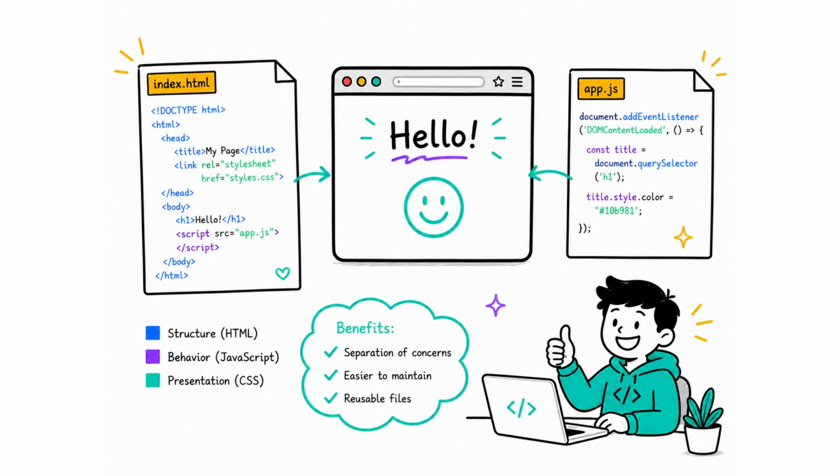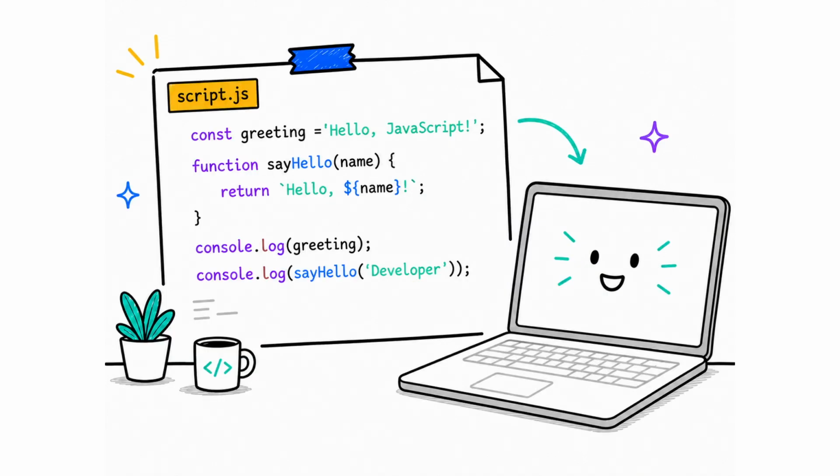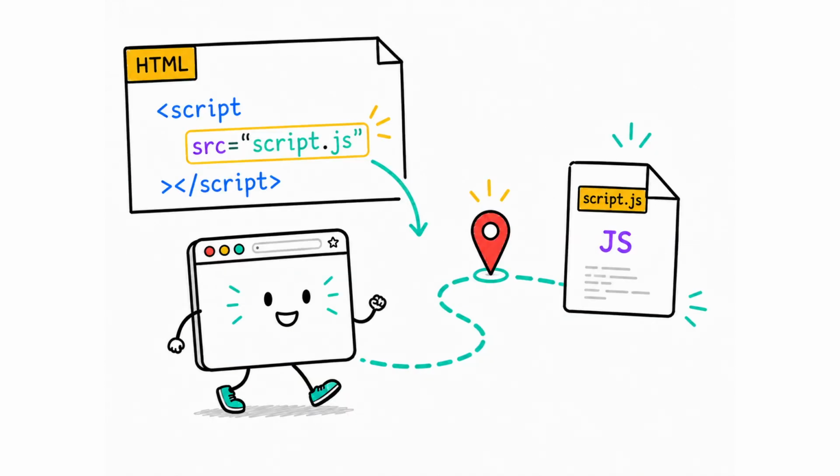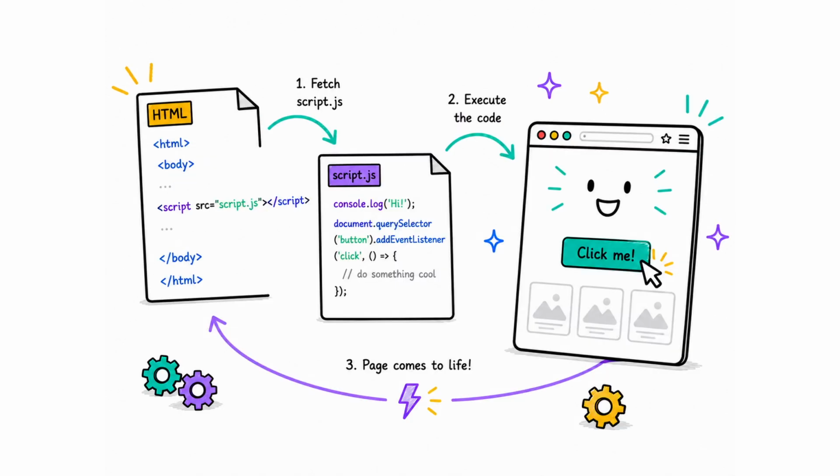A more common approach is to place the JavaScript in a separate file. You might call it script.js. Inside that file, you write normal JavaScript. Then you connect it to the HTML like this. The src attribute tells the browser where to find the JavaScript file. When the browser reaches this element, it loads the file and executes its instructions.